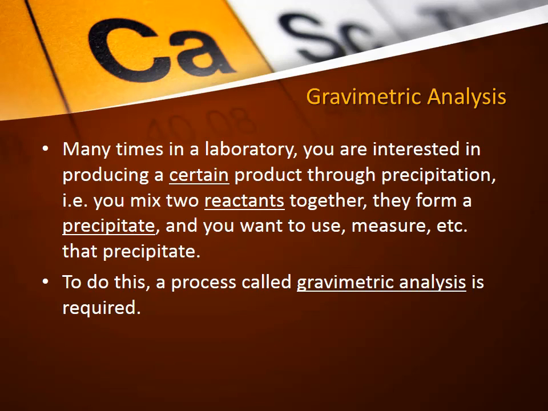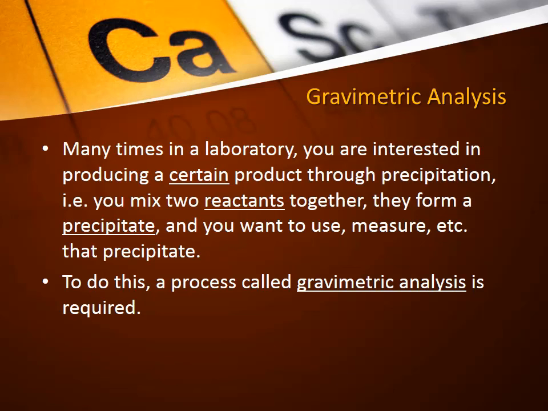Basically, many times you're interested in a certain product through precipitation, as in you mix two things together and they form precipitate. Normally this is to measure some property of the original water. For example, our lab was measuring the hardness of water, as in how much random other stuff is in the water. And we did that by precipitating out calcium carbonate, I think. Yeah, so we tracked that and used that to determine how hard the water was.